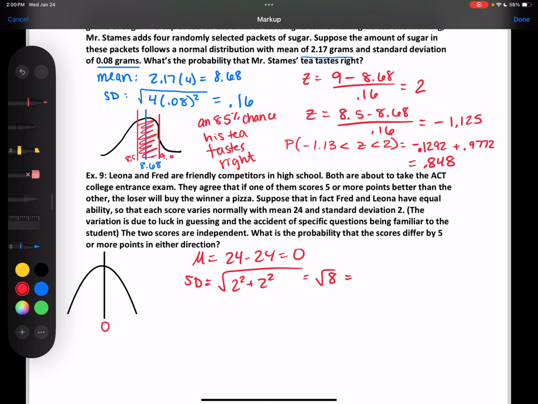Somebody can tell me what that is. 2.82. It would be 2.83. Okay. So then I'm looking for this over here where it's -5. Why did it just draw an arrow? -5 or +5.